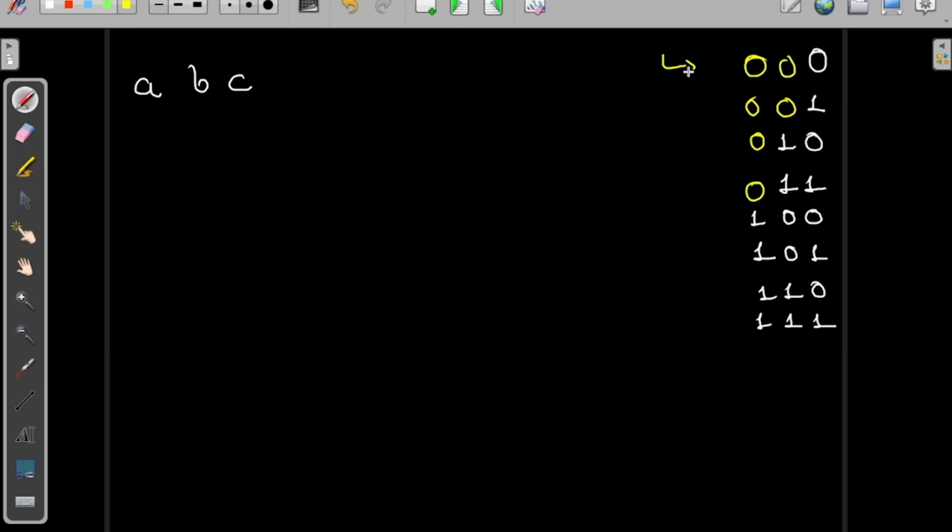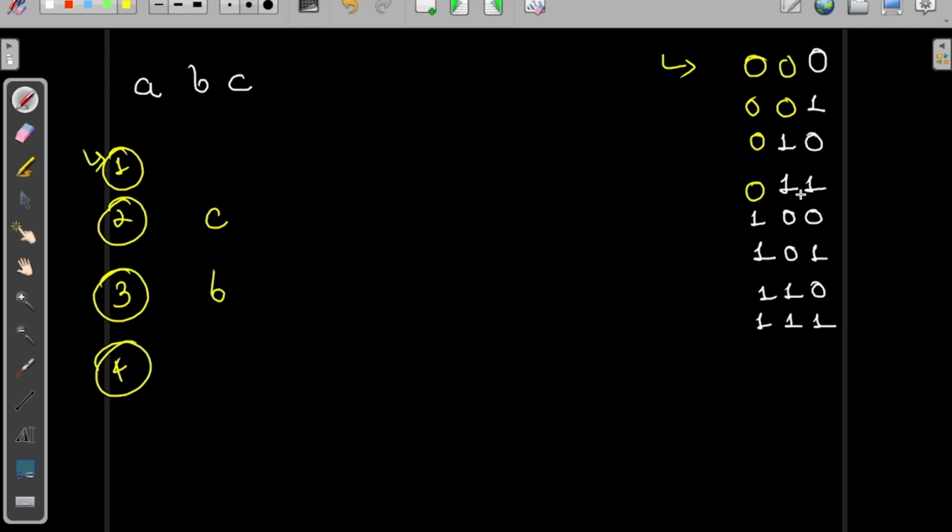So we consider the first one. Here, no bit is turned on, so we won't take any of the elements. Then we talk about the second one. Here only the last bit is turned on. That means we would just take the C. So we would just write C. Then we talk about the third one, which is just taking the B. We would just take this B. Then we talk about the fourth one, which says that B and C should be included. So we just take this. And then we talk about 5.